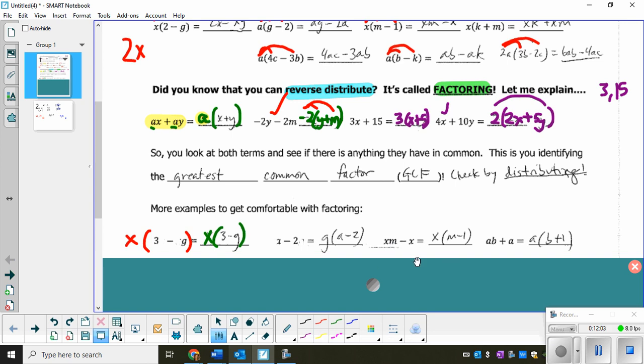Same for this third example. If they both have an x in common, if I took the x out, I'd have m. And if I took the x out here, that has to be replaced with a 1. And so here we can see if we took out the x and then check by distributing, this would be xm, and x times 1 is still itself, so there'd be a minus x. So if we check by distributing, this thing in red is what we get. And now if I show you the original problem, that's the xm minus x. So we know we're good to go.